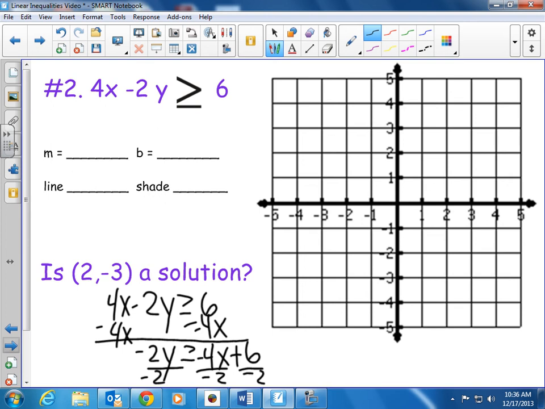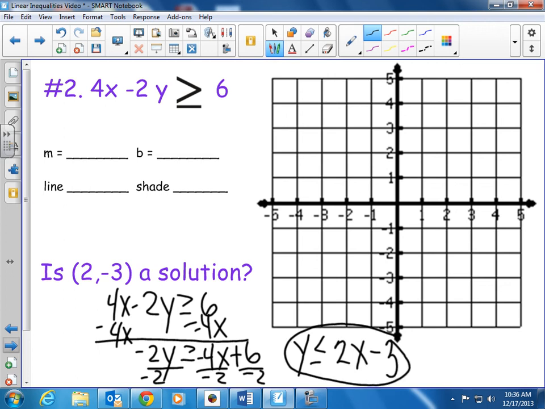Now remember, guys, from back a while ago, when we divide by a negative, what happens to our inequality? You've got to remember this. It flips. So instead of greater than or equal to, my inequality is now less than or equal to. -4x divided by -2, that gives me 2x, and 6 divided by -2 is -3. So this is now the inequality that I am graphing.